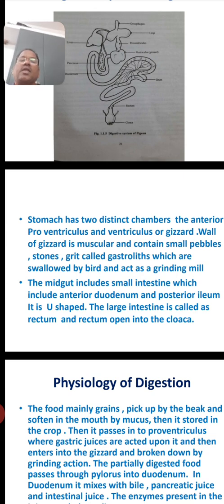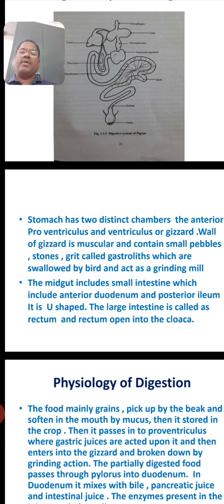It is the ileum which is U-shaped, a capital U shape. The large intestine is called the rectum, and the rectum opens into the cloaca. So the rectum finally opens into the cloaca. So you can understand which are the parts of the digestive system of the pigeon.